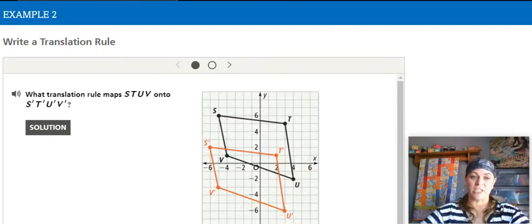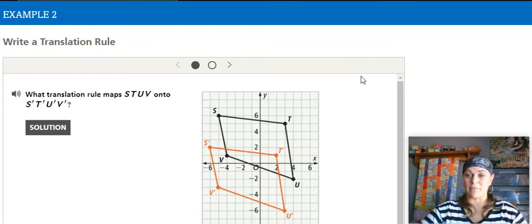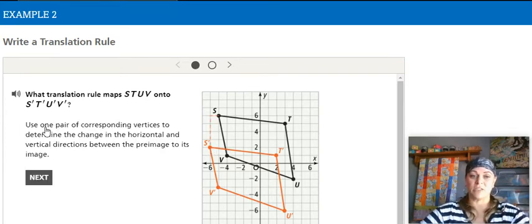Here is the translation rule. Now you are going to write the rule. On the last slides, they had the little X value, Y value, what was happening. But this one, you have to write the rule. So let's look at S and S prime. How did I move or translate from S, the pre-image, to S prime? So notice this point goes 1 to the left and 1, 2, 3, 4 down. So you have to ask yourself, would that be a positive? Would that be a negative? So let's look at this solution.